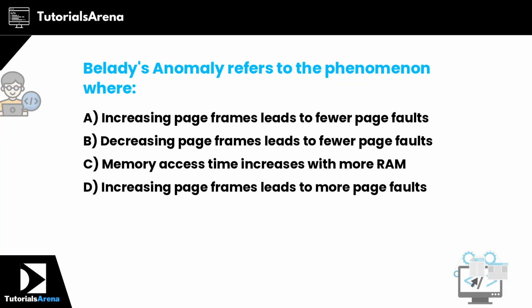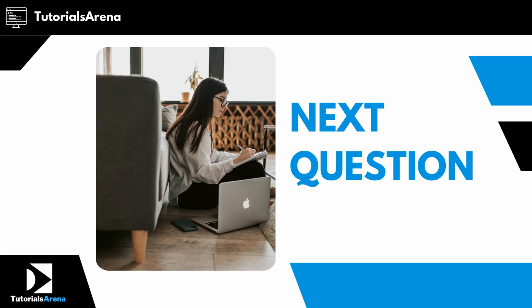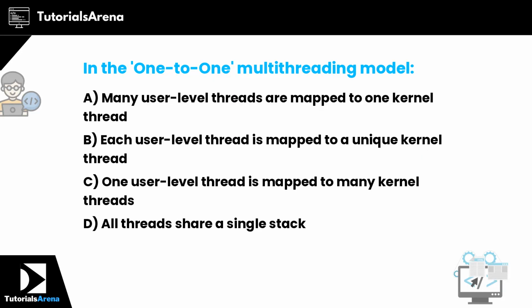Belady's anomaly refers to the phenomenon where the correct answer is option D. Increasing page frames leads to more page faults. In the one-to-one multithreading model, the correct answer is option B. Each user-level thread is mapped to a unique kernel thread.